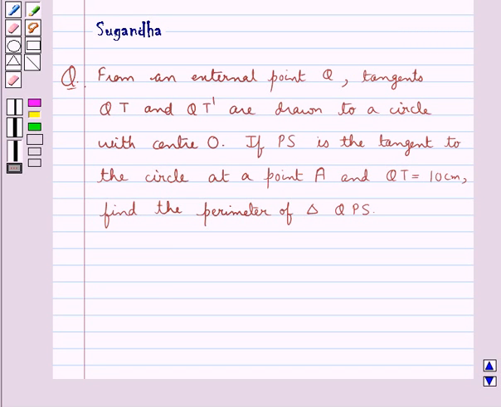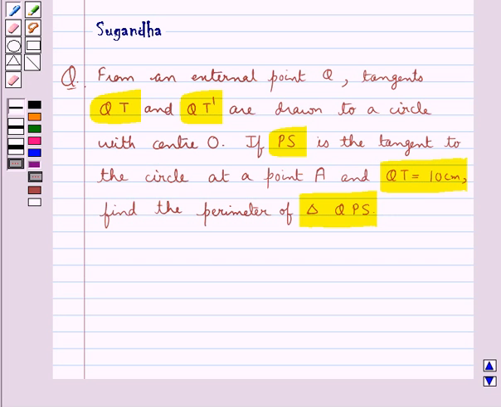In this session, we discuss the following question, which says, from an external point Q, tangents QT and QT dash are drawn to a circle with center O. If PS is the tangent to the circle at a point A and QT is equal to 10 centimeters, find the perimeter of triangle QPS.